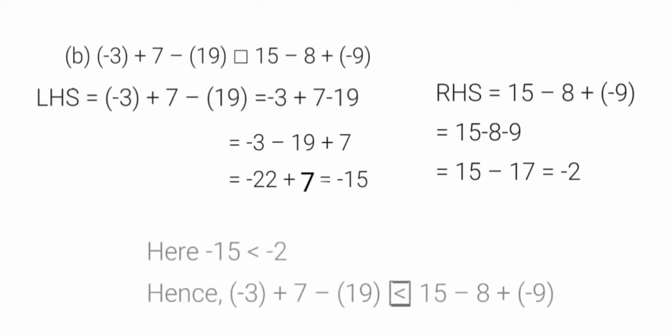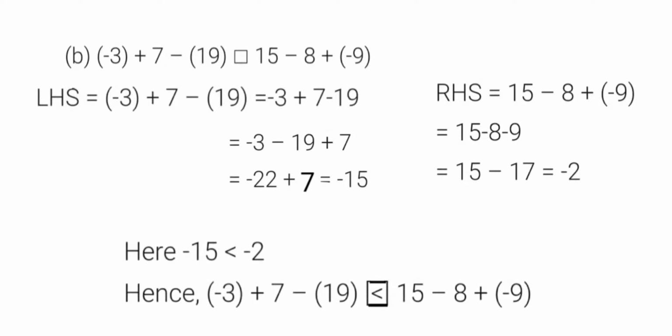In right hand side 15 minus 8 plus minus 9. So when you solve the right hand side, we will get minus 2. Here minus 15 is less than minus 2. Hence in this box we will put the less than symbol. Remember, in negative numbers, the lowest number is the highest value and the highest value is the lowest number.